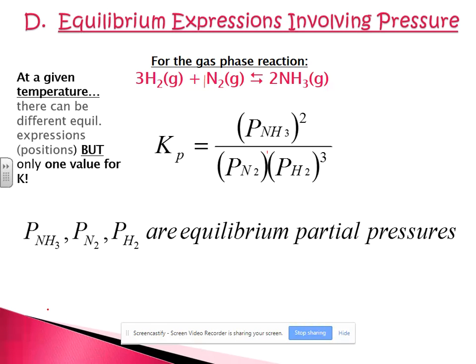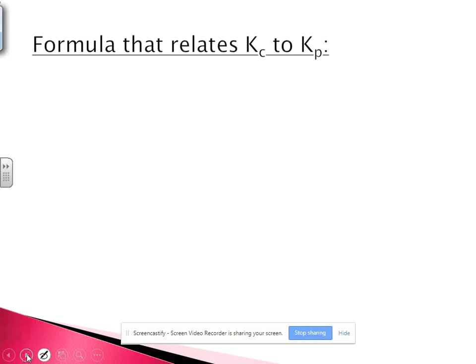At a given temperature, there can be different equilibrium expressions or different equilibrium positions, but only one value for K. So it is temperature dependent. K is your equilibrium constant at that particular temperature. At that given temperature, that would be the equilibrium constant once you solve.